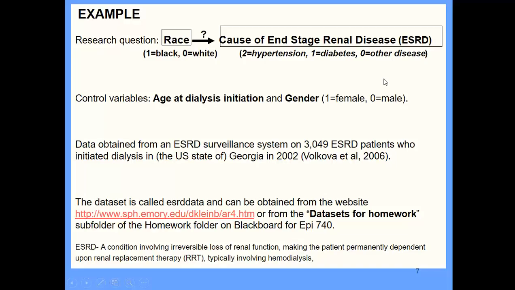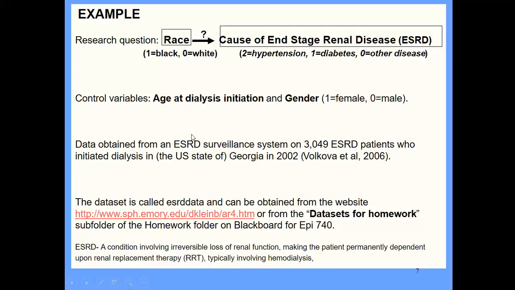And here's the question: data obtained from a surveillance system on about 3,000 patients with ESRD who initiated dialysis in Georgia, 2002, and she finished in 2006. This is her dissertation topic, okay? Now, the question of interest has to do with the exposure variable, which is race, and the outcome variable, which is cause of end-stage renal disease. And there are 3 categories. The cause is hypertension, the cause is diabetes, the cause is something else, okay? Those are the outcome categories; race is the exposure variable.